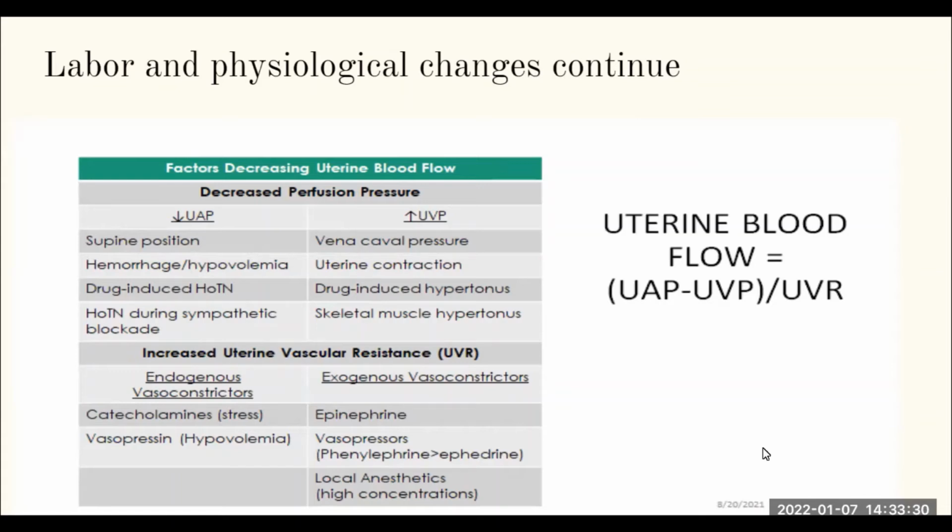You can have an increase in uterine vascular resistance. You have some exogenous and endogenous vasoconstrictors that cause an increase in UVR. Some of the endogenous vasoconstrictors are catecholamines, which cause stress, and vasopressin during hypovolemia. Our exogenous vasoconstrictors are epinephrine and vasopressors. It seems neosynephrine or phenylephrine has a greater effect in comparison to ephedrine. Local anesthetics, especially in high concentrations, also increase resistance.